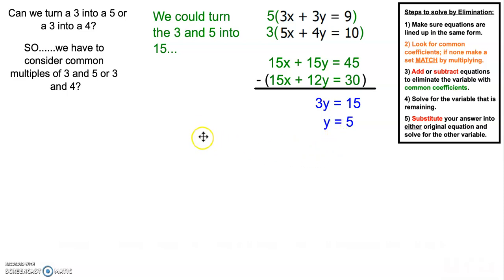From here, I need to substitute to find the x. Notice I plugged this back into the original equation. 3x plus 3 times 5 equals 9. 3x plus 15 equals 9. Subtract 15 from both sides, and I get 3x equals negative 6. Divide by 3, and x equals negative 2. So our solution here is negative 2, 5.